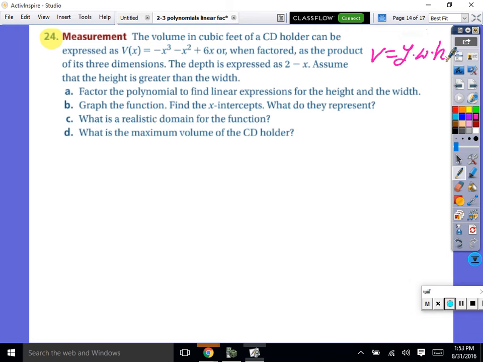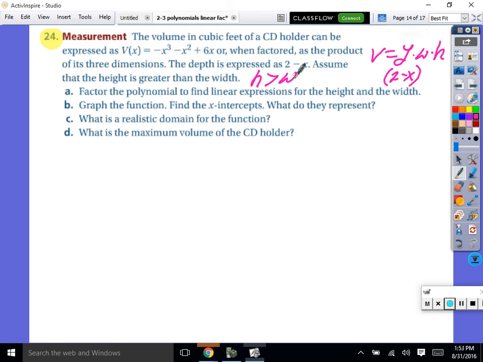Okay. It says the depth is expressed as 2 minus x. So they're considering depth. Assume that the height is greater than the width. So they're calling the length the depth. So instead of length, they're calling length depth. They're telling us that length is written as 2 minus x. That's the linear factor for depth. All right, so it says that height is greater than width. So our height is greater than our width.